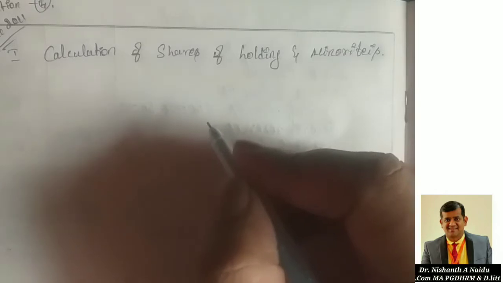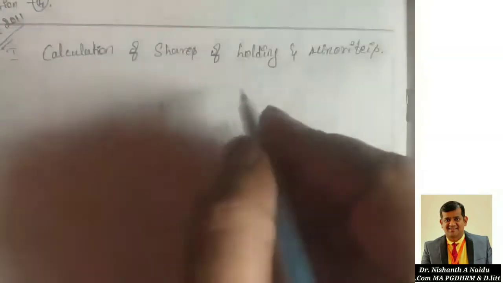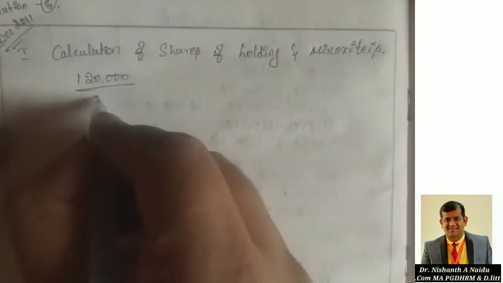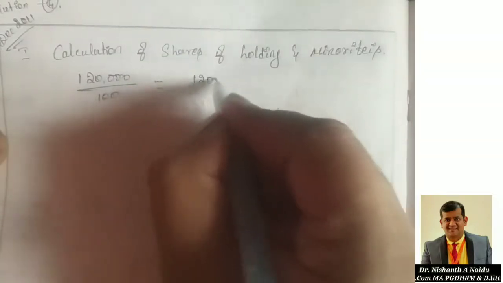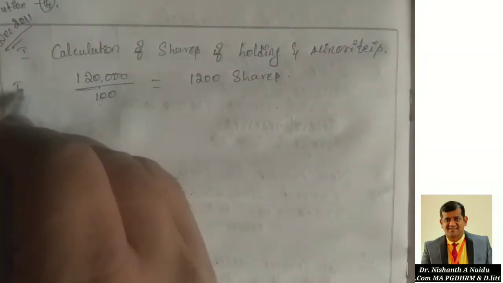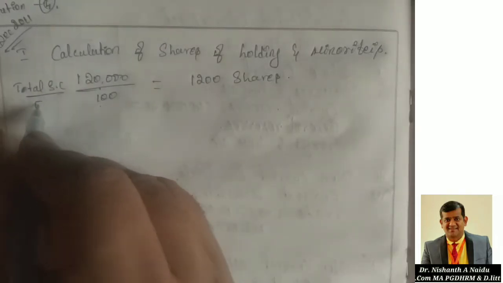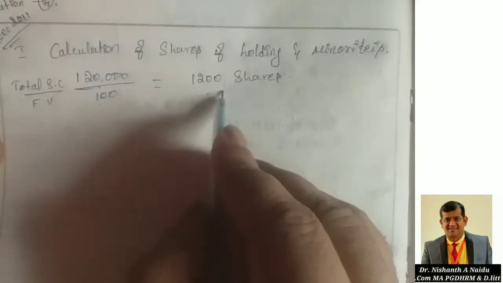S company limited shares 1,20,000. The face value of the share is 100 rupees. So let us calculate. 1,20,000 is the share capital and the face value is 100 rupees. Then the number of shares we get is 1,200 shares. So total share capital divided by face value gives the number of shares. So 1,200 shares we have.